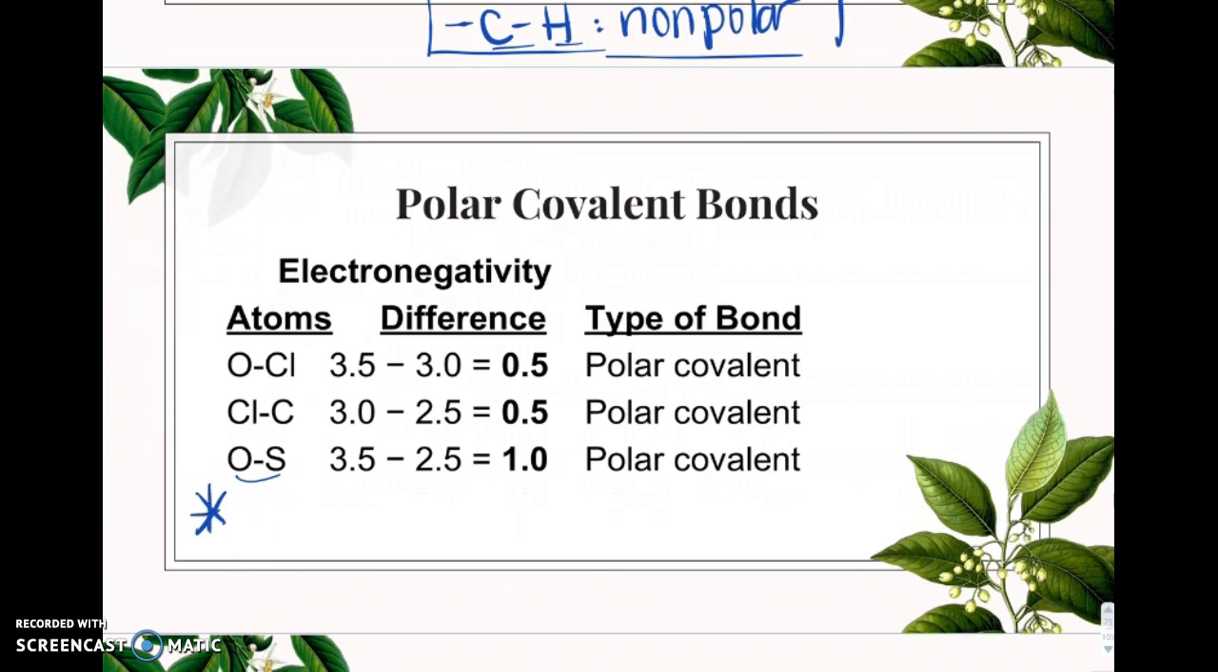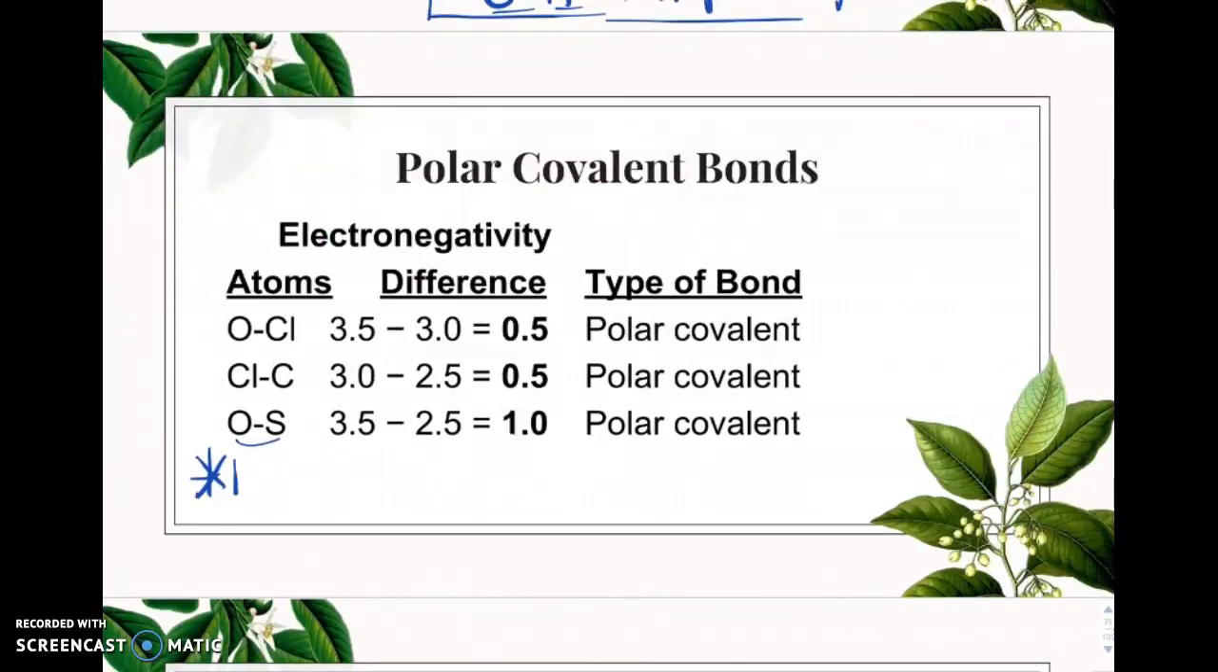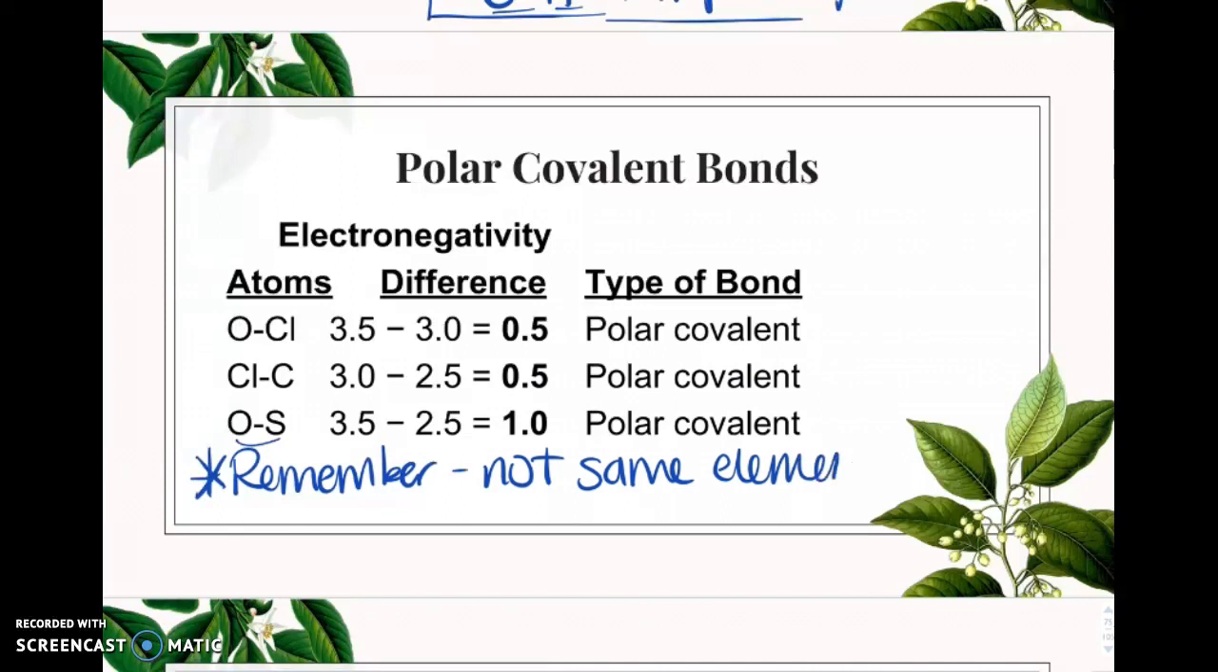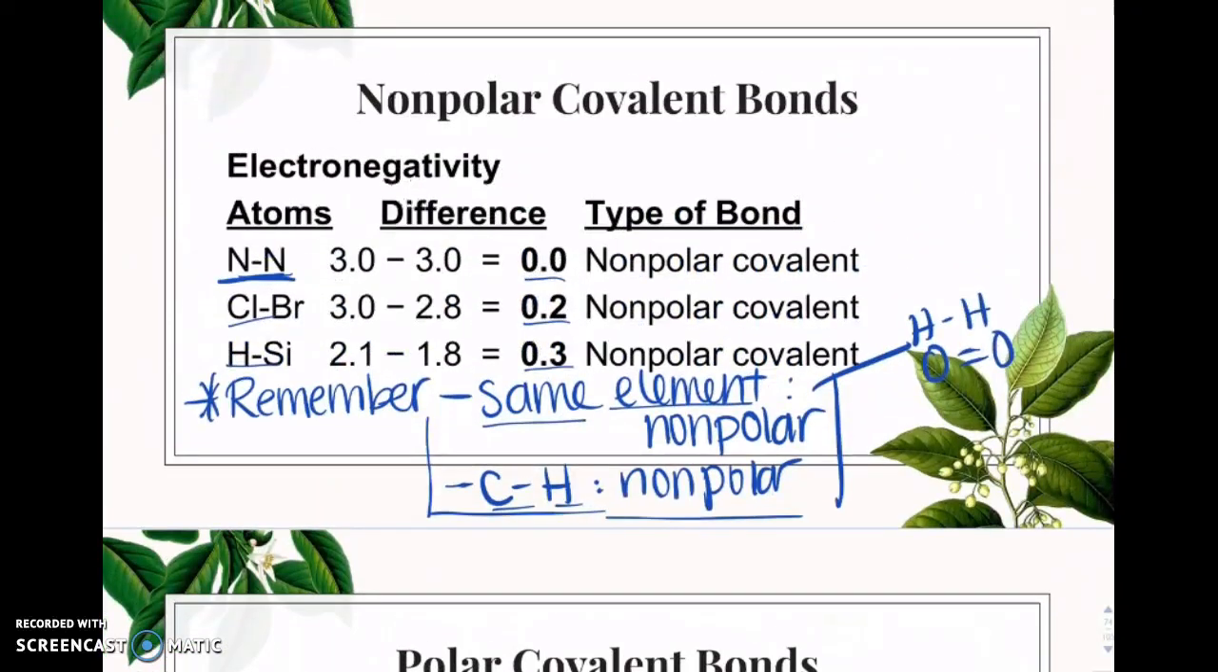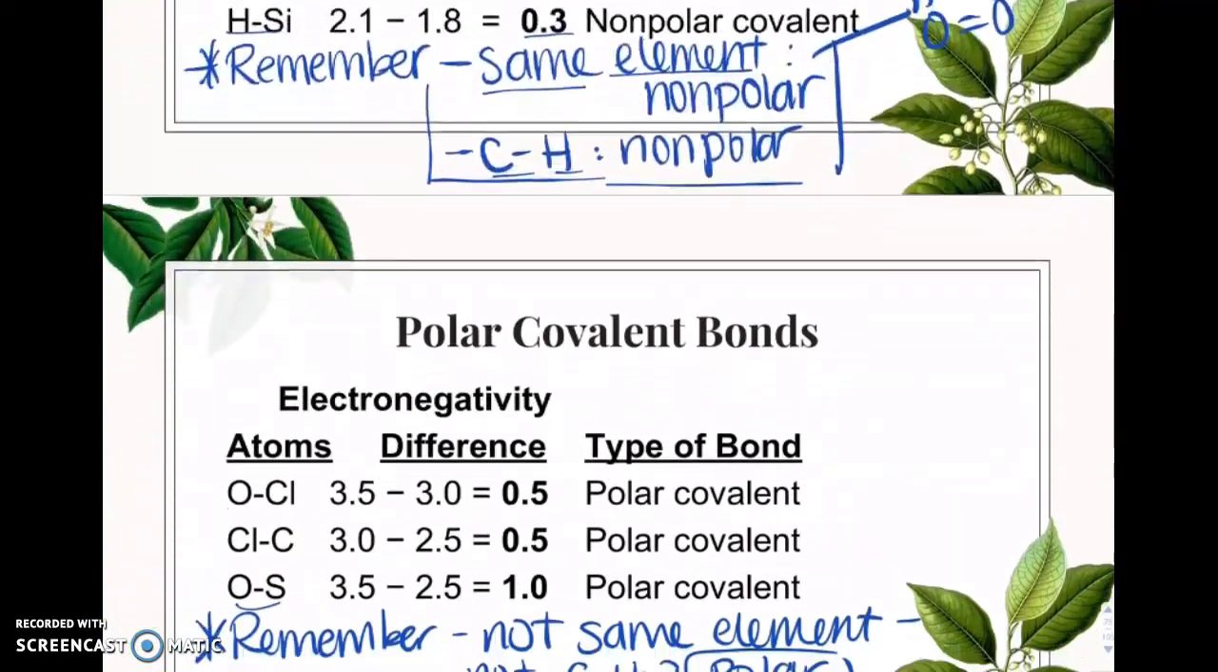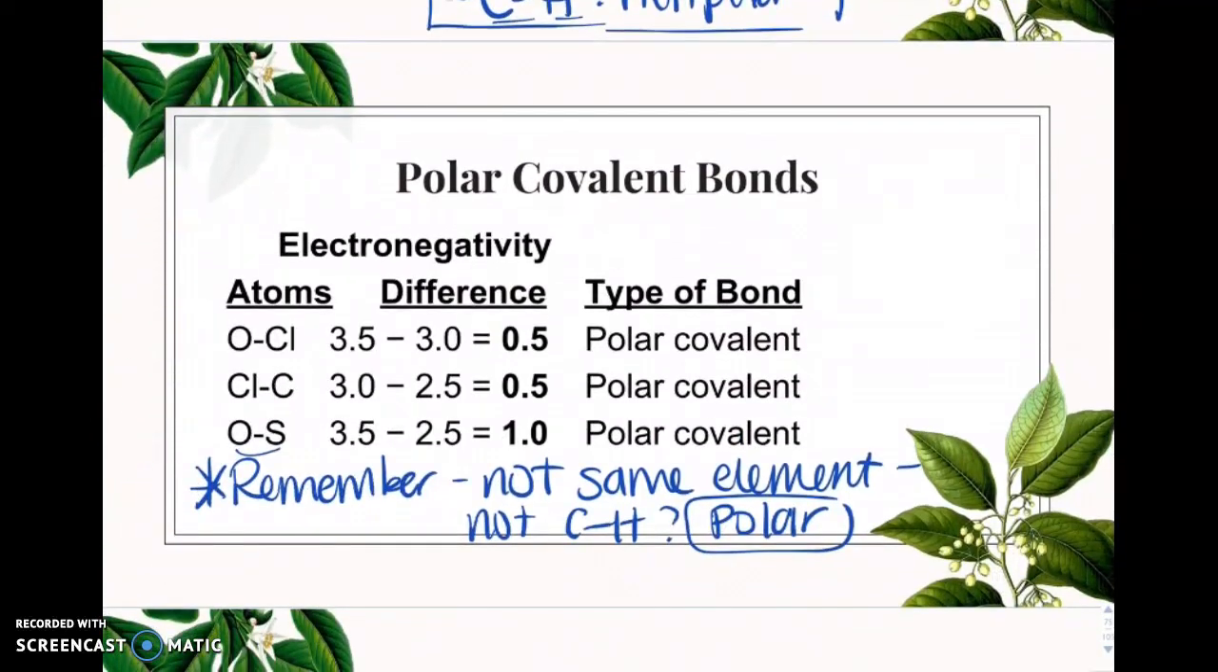So what I want you to remember: not the same element, not CH, polar. So if it's not the same element and it's not CH, then it's polar. So I would check to see, is it nonpolar first? Is it the same element or is it CH? If it's neither of those things, then call it a polar bond and be done with it.